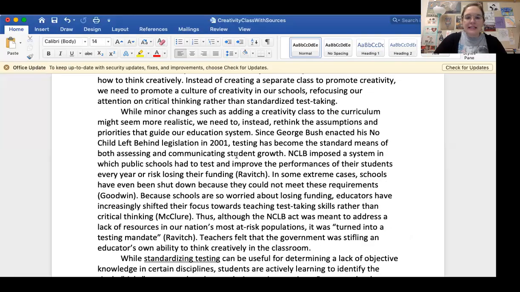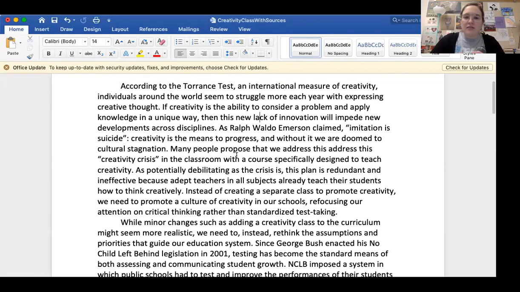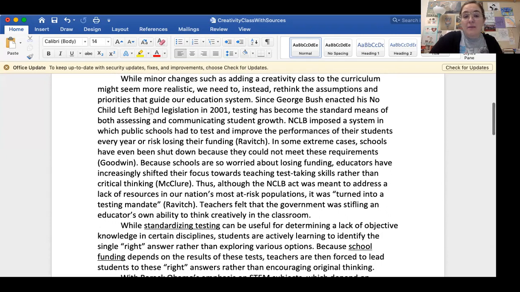Okay, so let's say now I look at those underlined portions, I get on the online databases, I look in for you guys, your American Dream packets, and I find the sources that I can use to back up that info. Let's just look at my first body paragraph to see how I'm doing that. While minor changes such as adding a creativity class to the curriculum might seem more realistic, we need to instead rethink the assumptions and priorities that guide our education system. That's the same. Since George Bush enacted his No Child Left Behind legislation in 2001, testing has become the standard means of both assessing and communicating student growth.